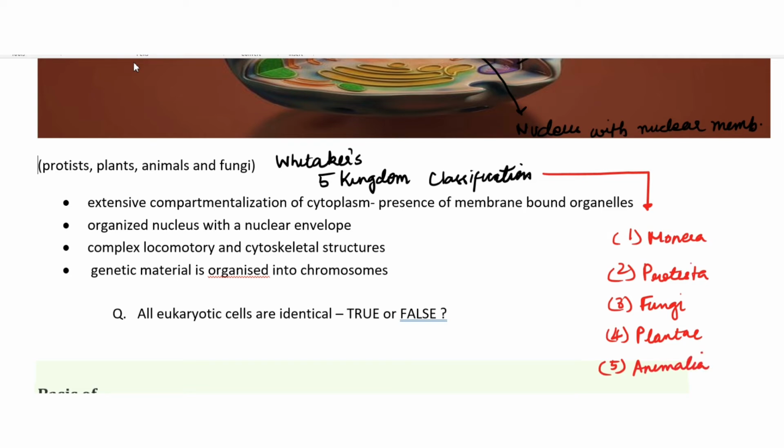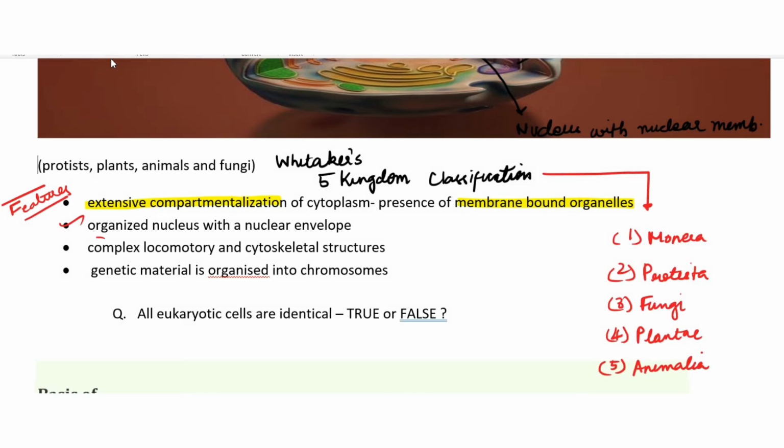Eukaryotic cells have extensive compartmentalization of the cytoplasm, which means the cytoplasm is divided into different compartments by means of membrane-bound organelles. The membranes of the organelles separate them from the cytoplasm, which means the matrix present inside the organelle is not continuous with that of the cytoplasm of the cell. And there is an organized nucleus with a nuclear envelope. Yes, we already saw.